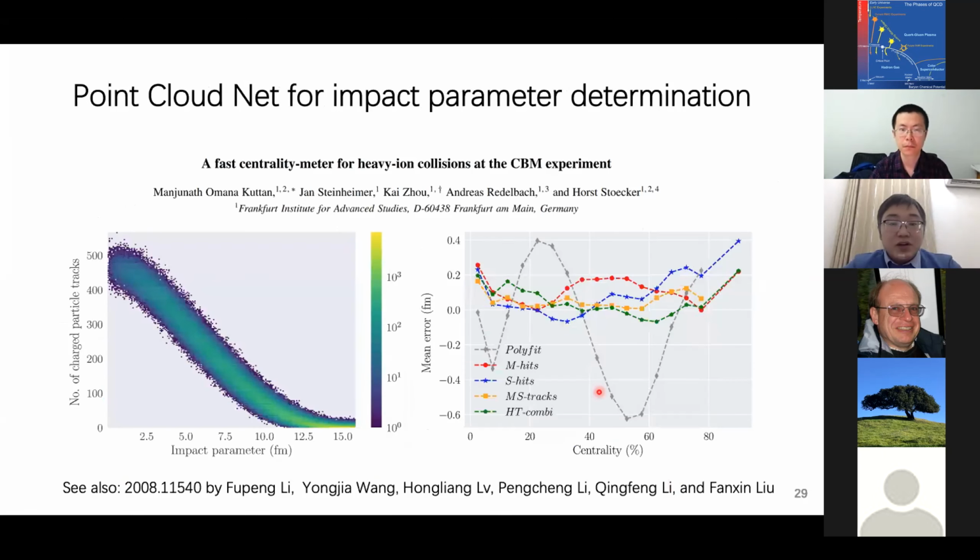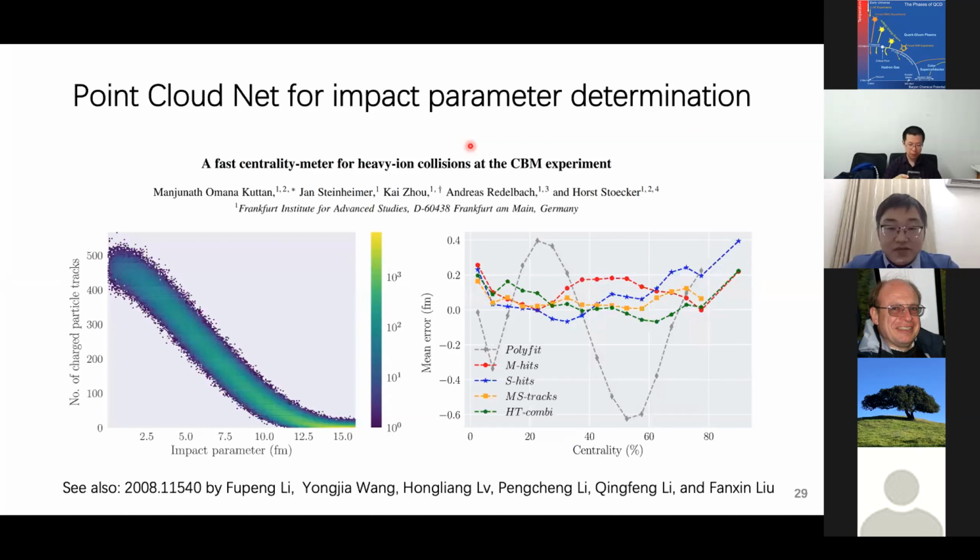This point cloud network is also used for impact parameter determination. This neural network was used by Stephan in the 1990s to determine the impact parameter, which is the transverse distance between two colliding nuclei.